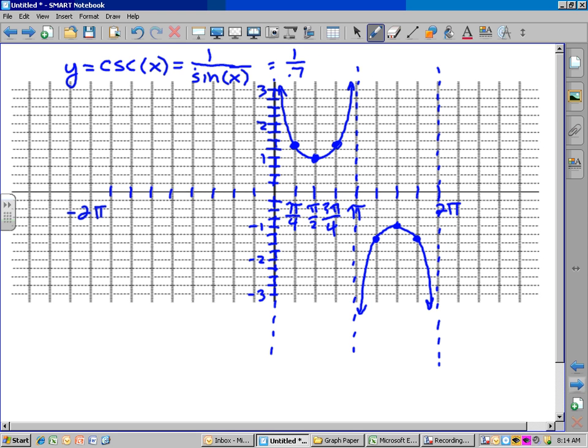So let's repeat it over here. Let's draw the left side. The pattern's going to continue. I was up high, I'm down low, so I have to go down low again. So after the vertical asymptote, we're going to start at negative 1.4, and then go to negative 1, and then negative 1.4, and then a vertical asymptote.